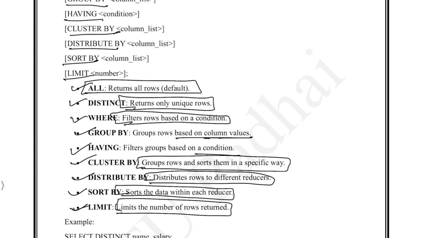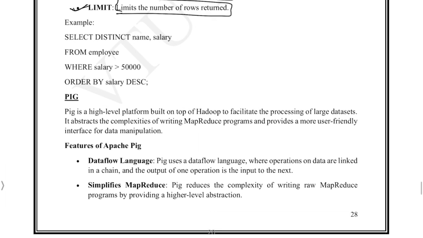That means each and every command you have to remember. You are using cluster by to group the rows and sort them in a specific way. Your distribute by is nothing but you are distributing the rows to different reducers. Sort by, you are arranging in ascending or descending order. And limit in the sense how many rows you want to get returned.